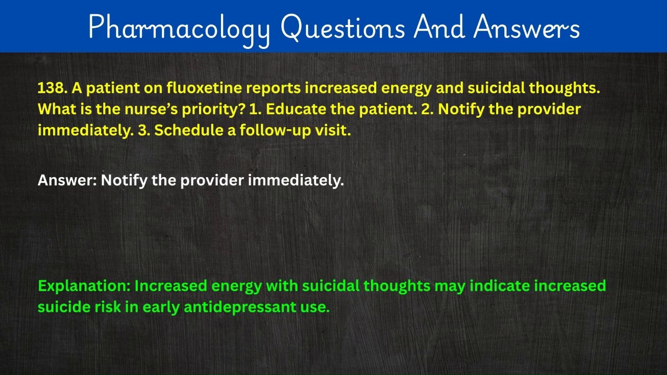138. A patient on fluoxetine reports increased energy and suicidal thoughts. What is the nurse's priority? 1. Educate the patient. 2. Notify the provider immediately. 3. Schedule a follow-up visit. Answer: notify the provider immediately. Explanation: increased energy with suicidal thoughts may indicate increased suicide risk in early antidepressant use.